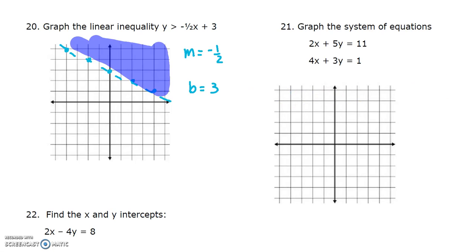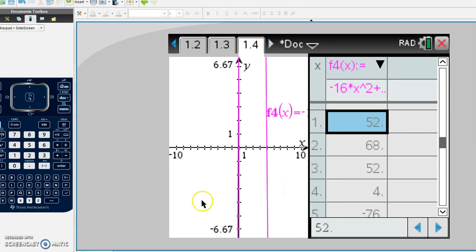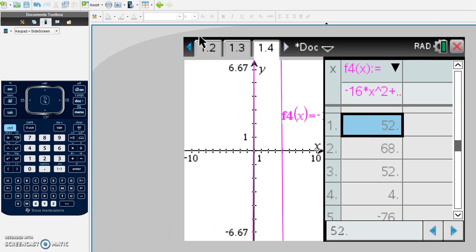Okay? All right, let's look at number 21. It says graph the system of equations. Okay, they're not in slope-intercept form, so not as easy, so I think I'm just going to go straight to the calculator, and let's see what we can do. All right, let me move this over. So we're at the calculator.